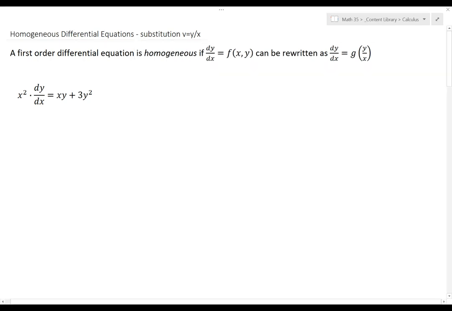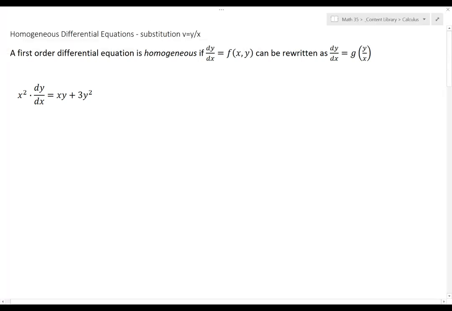And a first order differential equation is considered homogeneous if we have dy/dx as some function of x and y, but it can be rewritten as some function of y over x. So we can rearrange so that we have a y over x kind of scenario, in which case we can do a substitution of v equals y over x, and we can go from there.